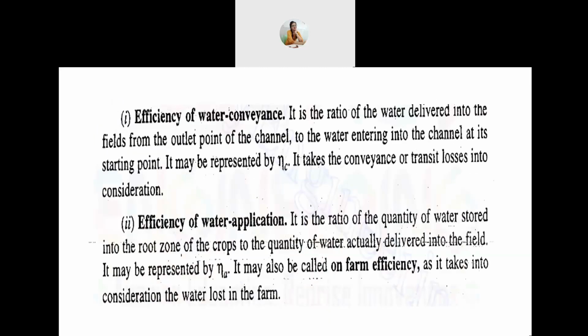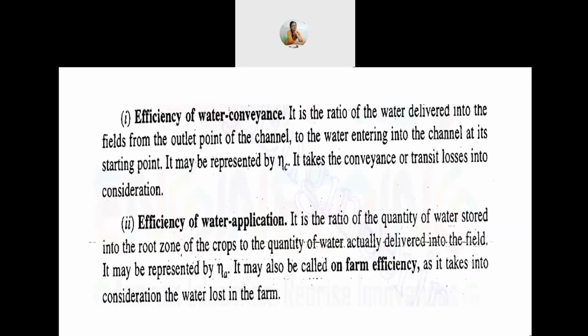The first one is efficiency of water conveyance. It is the ratio of the water delivered into the fields from the outlet point of the channel to the water entering into the channel at its starting point. It may be represented by efficiency suffix C. C stands for water conveyance. It takes the conveyance or transit losses into consideration.